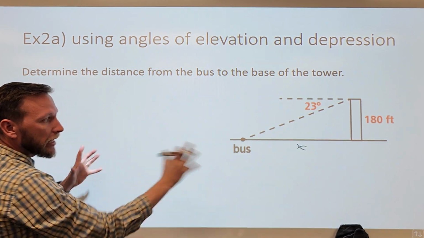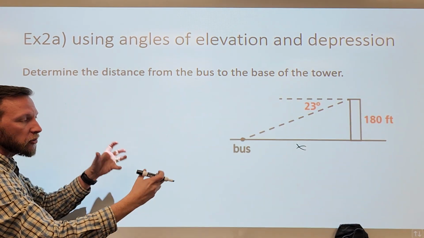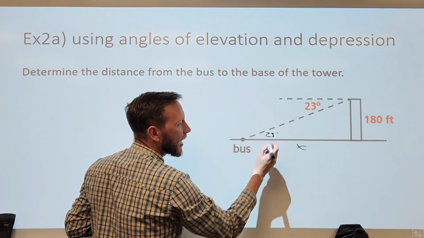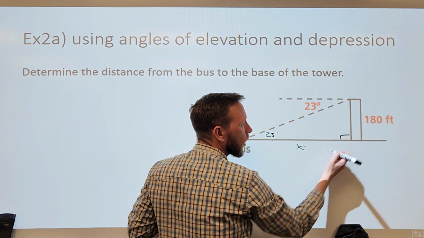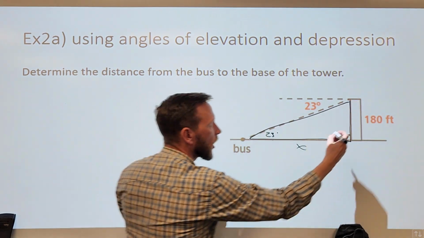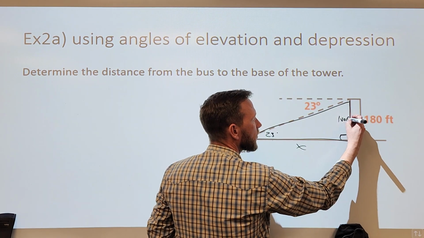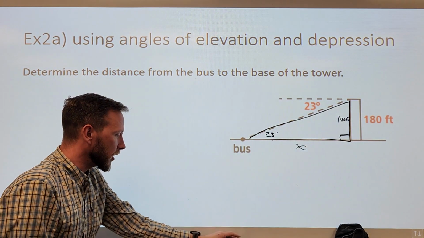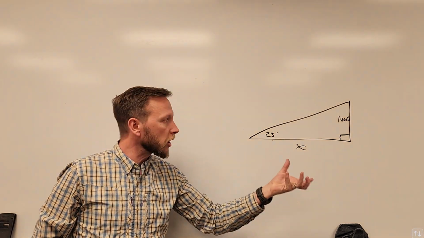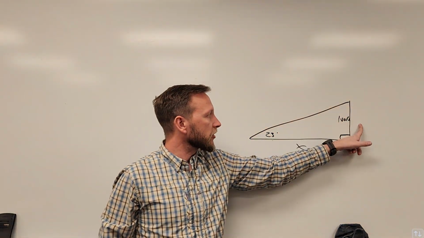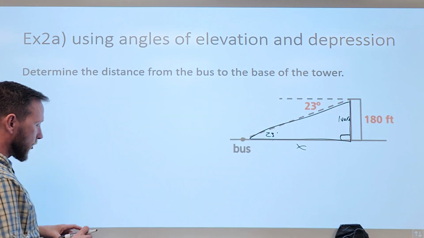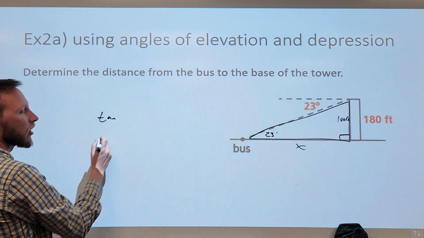Well, being able to label that with what's our variable, what do we know, we can recognize that we have a 23-degree angle, a right angle, and we have a right triangle where I know that this is 180 feet, and this gives me a right triangle that looks like the right triangles we've been working with, right? We have an angle, we have a side, we don't know a side, all right? And we can use trigonometry to do that. You're gonna notice that we're gonna use a lot of tangent.